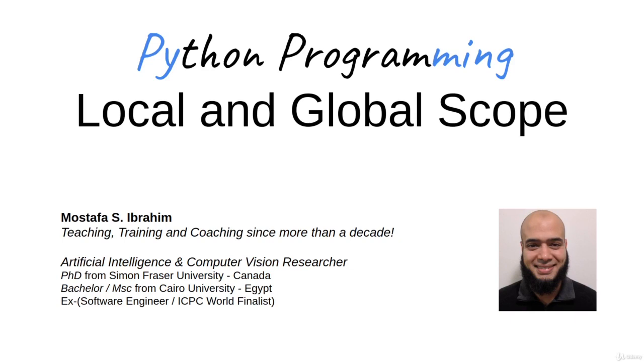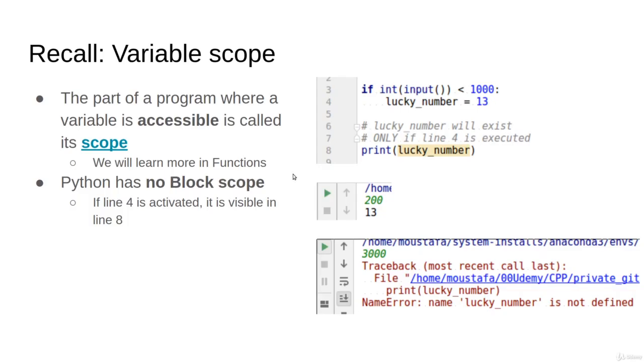Today you will learn about very important types of scopes, what we call the local and the global scopes. Remember, when we say a variable scope, we are referring to the part of the program where a variable is accessible. So if a variable is accessible, it means it is within our scope.